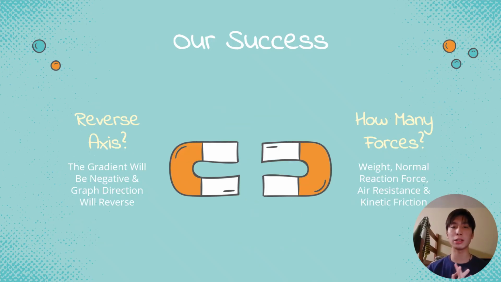To be more successful in this experiment, if we reverse the axis, the gradient will be negative. And then there are four forces that make it balanced: weight, normal reaction force, air resistance, and kinetic friction. So here are the external things.